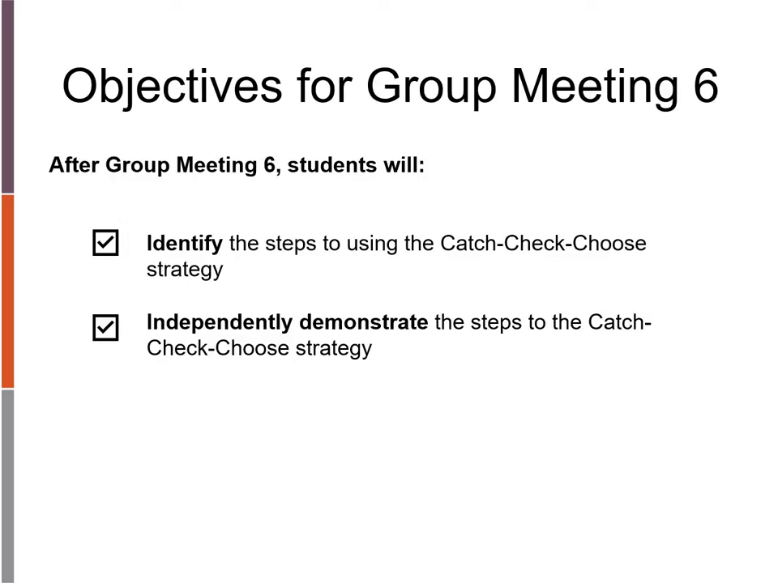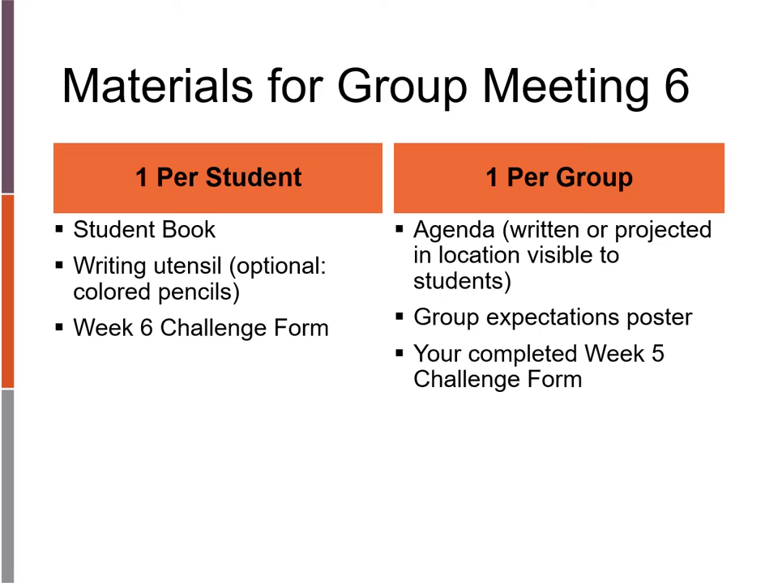Our objectives for students this week are: identify the steps to using catch, check, choose, and independently demonstrate the steps to the catch, check, choose strategy. For this group meeting, each student will need their student book, a writing utensil, and this week's challenge form. One optional material for students is colored pencils.